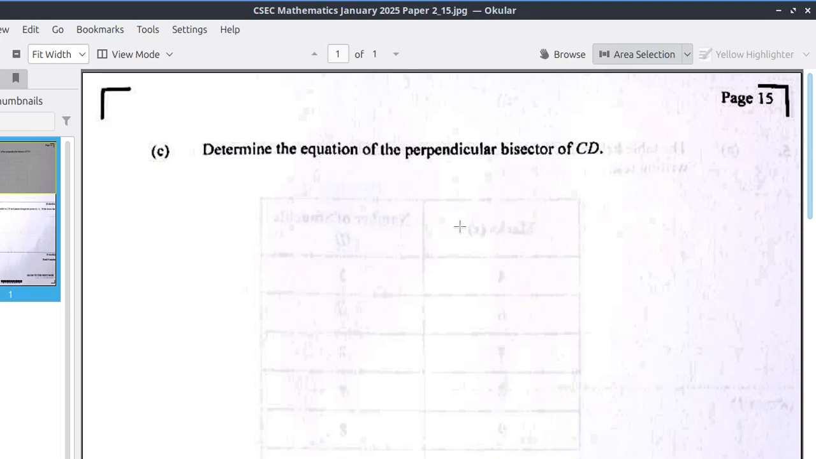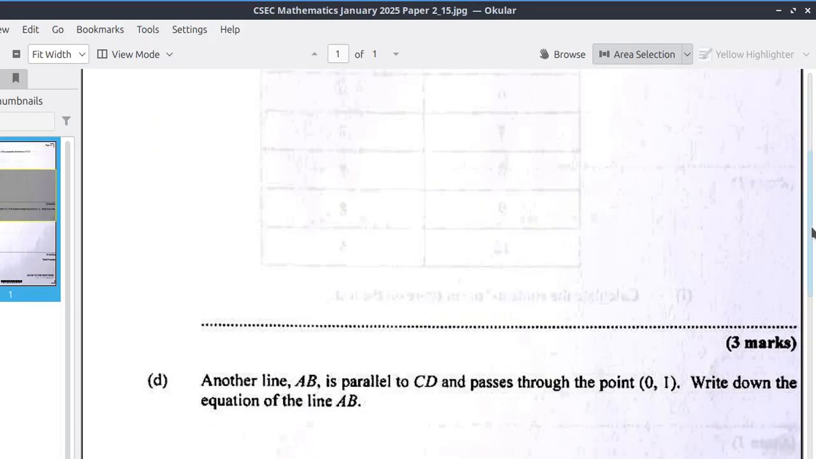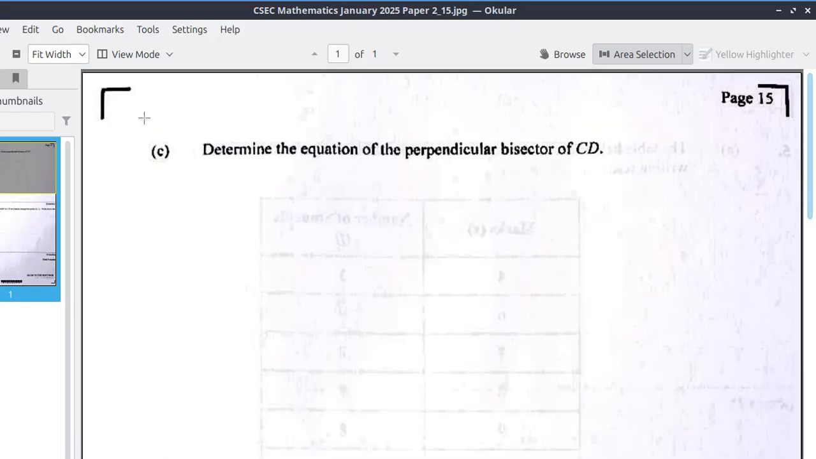So earlier we looked at part A and then part B in different videos. Now we're ready for part C, and this is the CSEC Mathematics January 2025 paper question 4. Alright? Now for part C, it says determine the equation of the perpendicular bisector of CD.